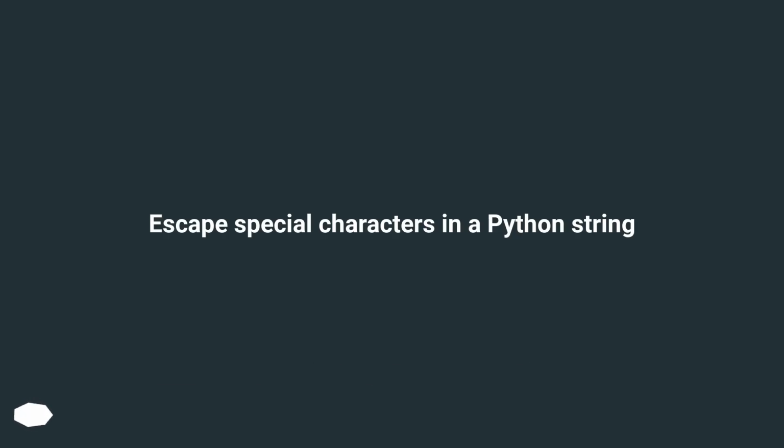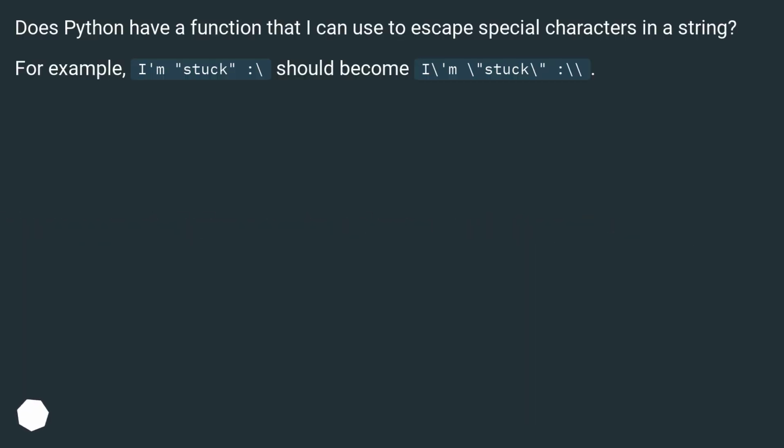Escape special characters in a Python string. Does Python have a function that I can use to escape special characters in a string? For example, "I'm stuck:" should become "I\'m stuck\:".